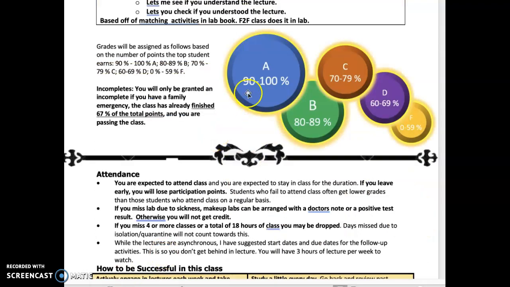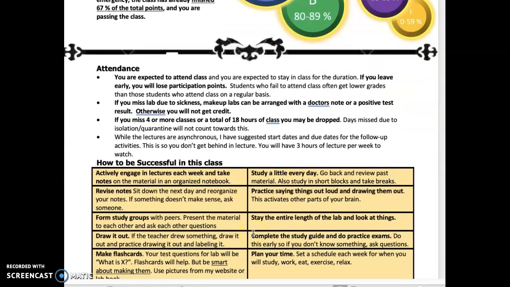I have 4 minutes left. Grades: 90 to 100 A, 80 to 89 B, C, D. Attendance, you are expected to come. You are expected to stay the whole time. You may miss due to sickness. Do not come sick. Do not come symptomatic. Makeups can be arranged. If you miss 4 or more classes, you may be dropped. Isolation and quarantining do not count towards this.